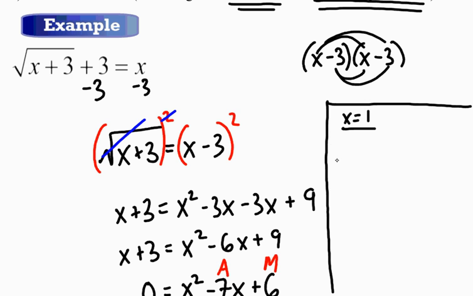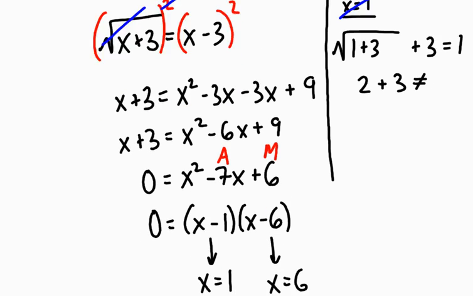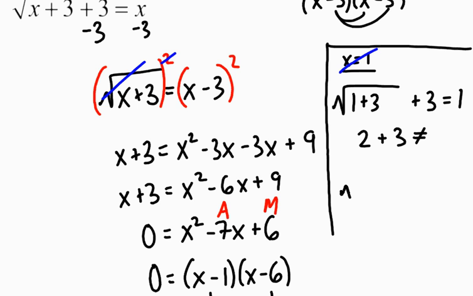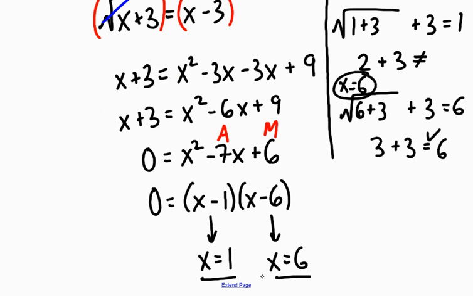If I put 1 in there, I get square root of 1 plus 3 equals 1. 1 plus 3 is 4. The square root of 4 is 2. 2 plus 3 does not equal 1. So it looks like x equals 1 is the false one, but I should check to make sure that 6 actually works. Square root of 6 plus 3 plus 3, does that equal 6? The square root of 9 is 3, and I get 3 plus 3 equals 6. That's true, which means that x equals 6 must actually be the true solution.